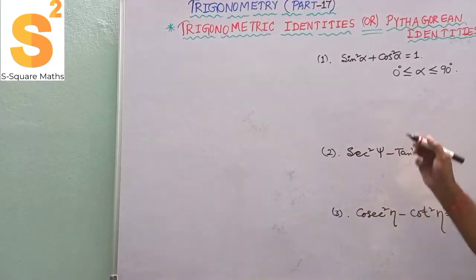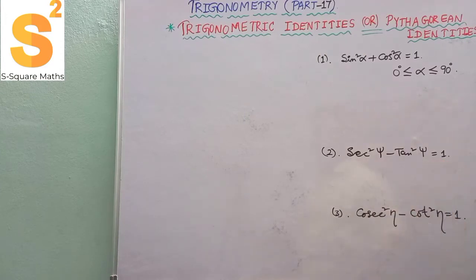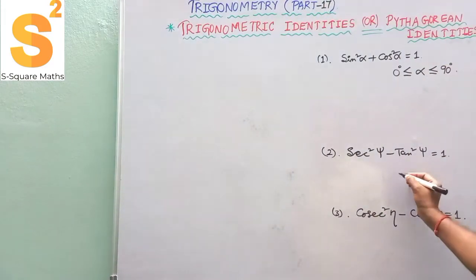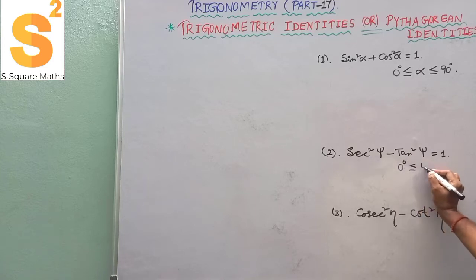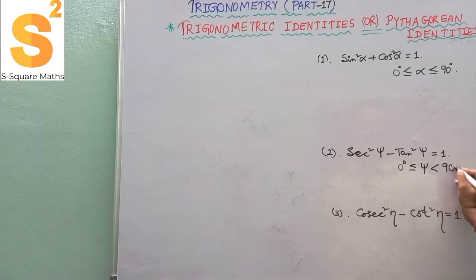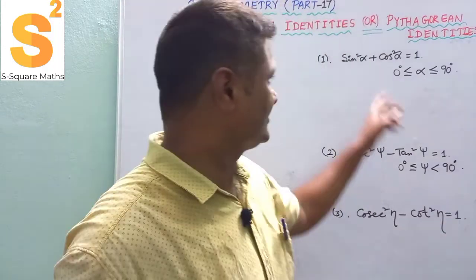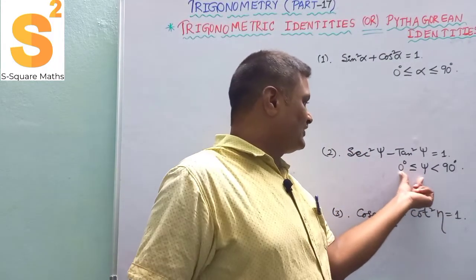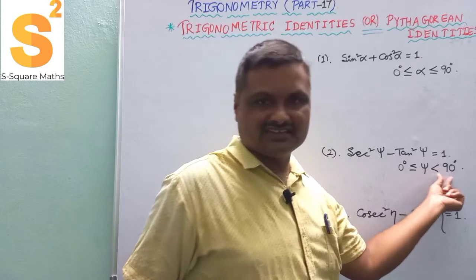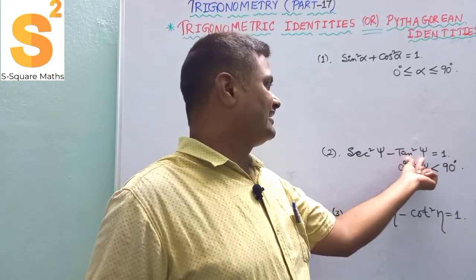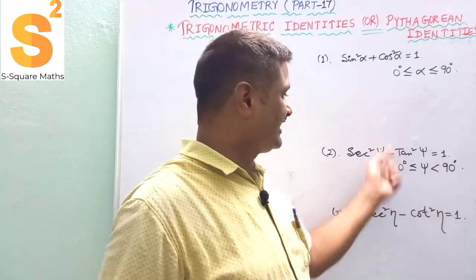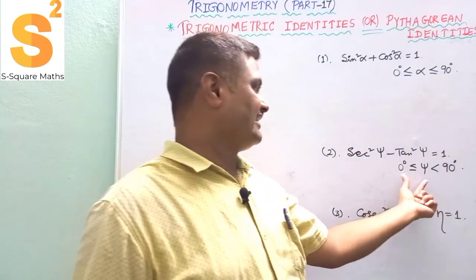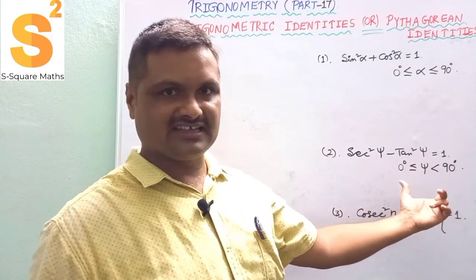Now for the second one, sec squared psi minus tan squared psi is equal to 1, here 0 degrees is less than or equal to psi, which is less than 90 degrees. What is the meaning of this? If you observe carefully, psi takes 0 degrees but doesn't take 90 degrees, because tan 90 is undefined, so this cannot be evaluated. Please be careful with the first and second: psi takes 0 degrees but not 90, that is the meaning of less than or equal to, and less than.